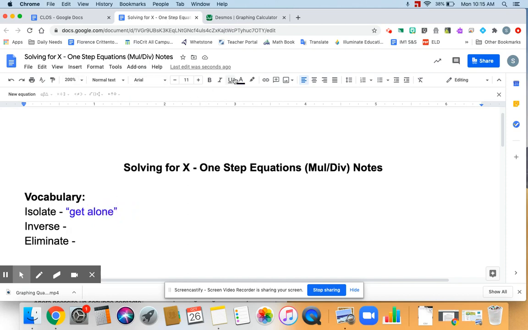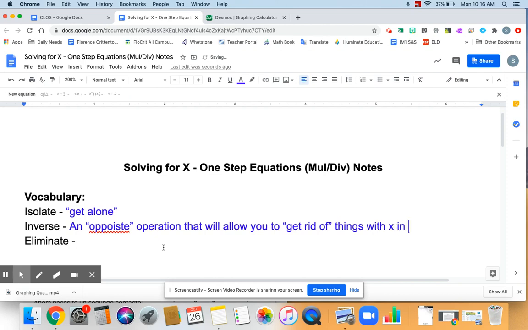So, in order to solve for x, to get it all alone, to get rid of things that are around x, we have to use their inverse. So, an inverse is an opposite operation that will allow you to get rid of things with x in order to isolate it. And so we use inverses in order to solve for x.